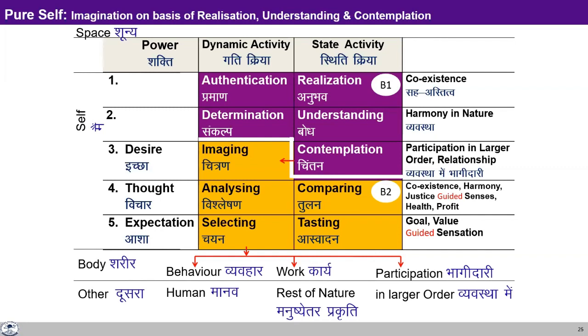Now here also, whether the thrust is on the activity of imaging or analyzing and comparing or selecting and testing can be made out. So if you look at the people in the society, by looking at their activities, by looking at their expression, we can make out which activity is more prominent. Is it the activity of selecting and testing, or is it the activity of analyzing and comparing, or is it the activity of imaging? This is something that we can make out. And we can make out for ourselves also.